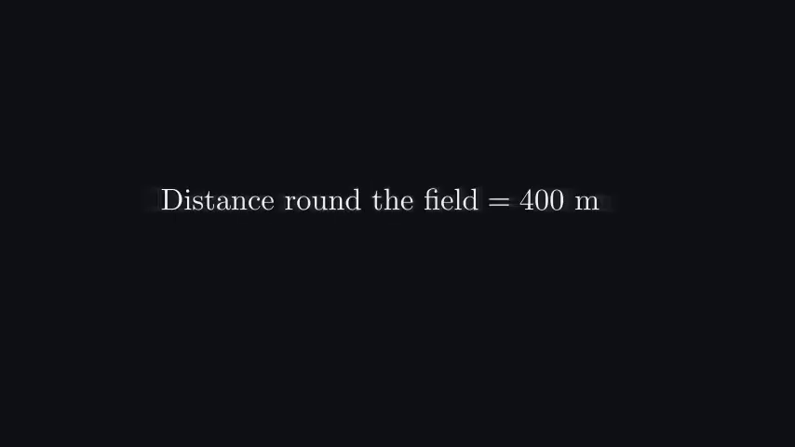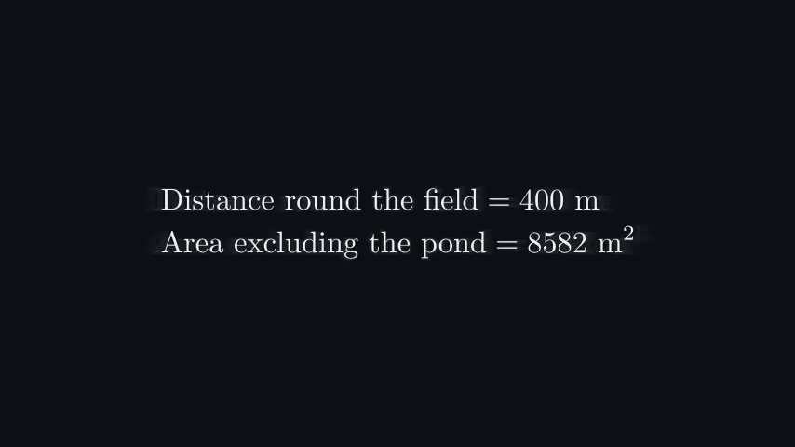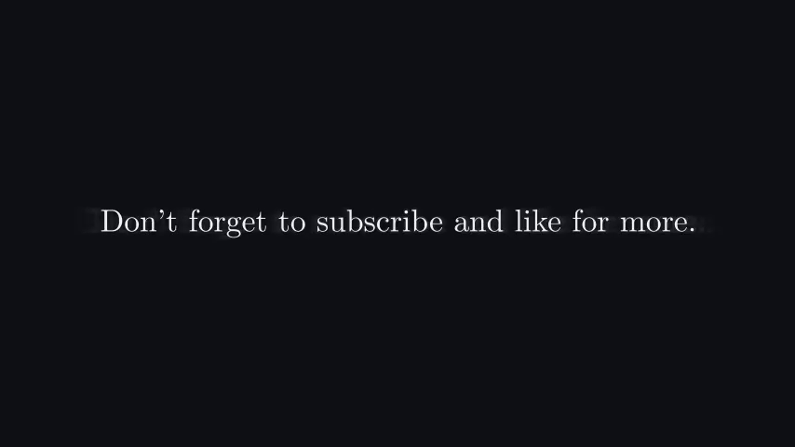Distance round the field equals 400 meters. Area excluding the pond equals 8,582 square meters. To summarize, the distance round the field is 400 meters, and the area of the field excluding the pond is 8,582 square meters.